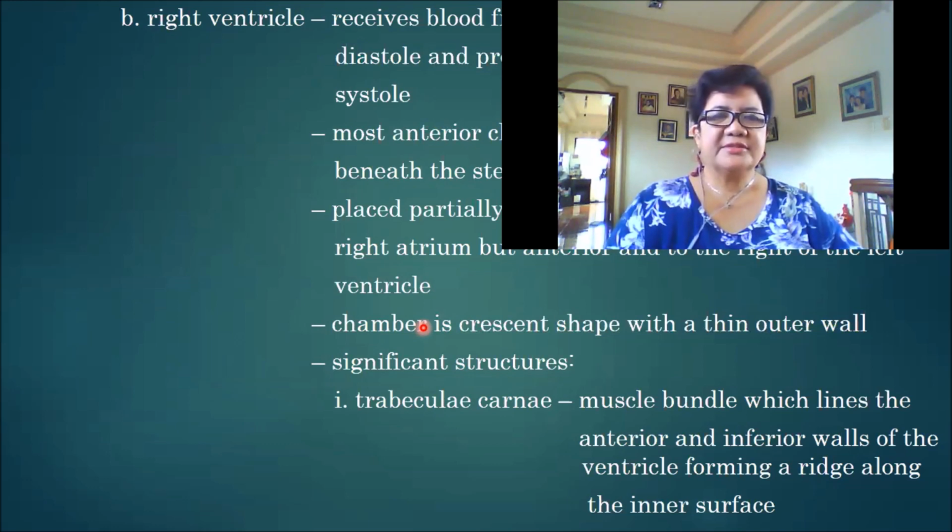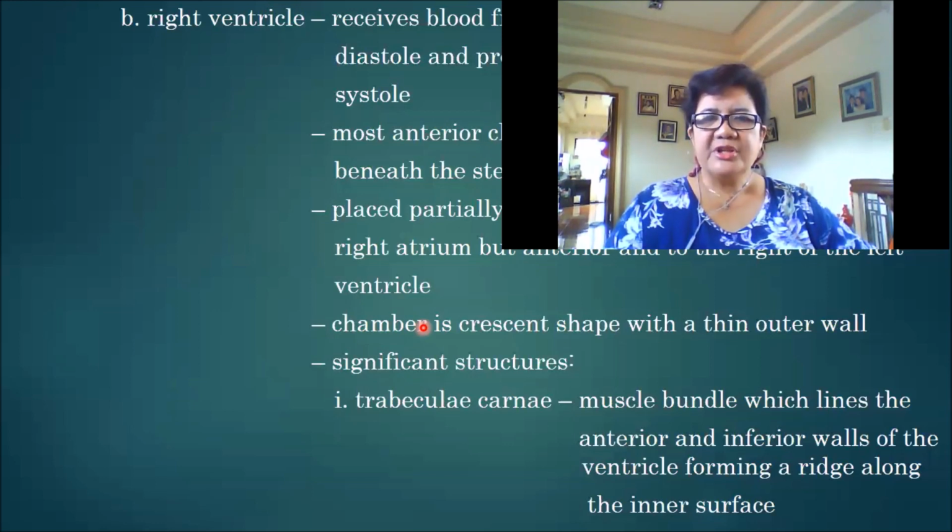So what are the significant structures that you will find in the right ventricle? This is the trabeculae carneae. This is a muscle bundle which lines the anterior and inferior walls of the ventricle, forming a ridge along the inner surface. So another muscular bundle. Actually, these muscular bundles are just points of separation in the flow of the blood that will be found in that cavity.